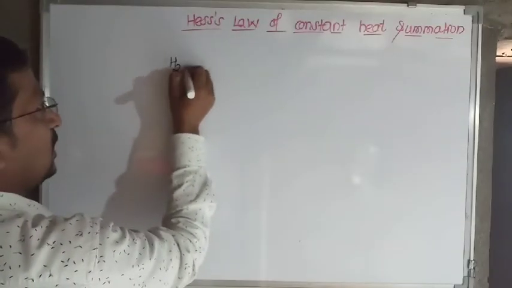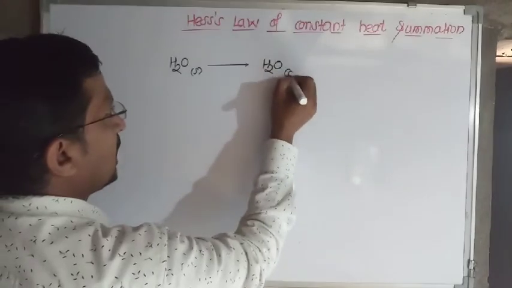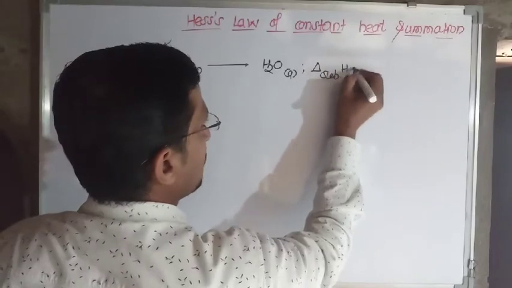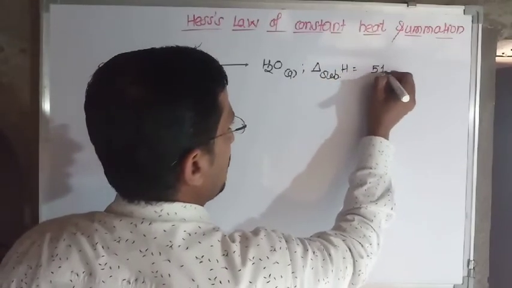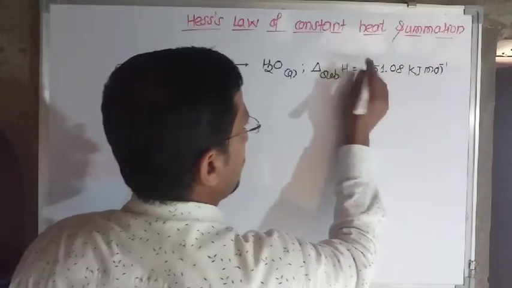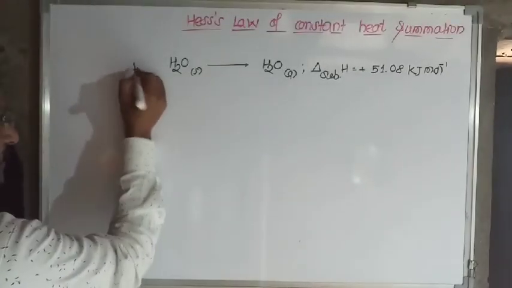In the first case, H2O is in the solid state, ice, and converts into H2O in the gaseous state. Here delta sub H, the enthalpy of sublimation, is plus 51.08 kilojoule per mole. It is the first case.